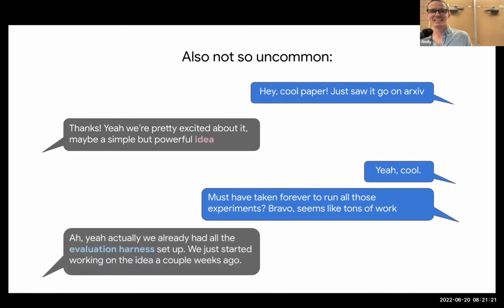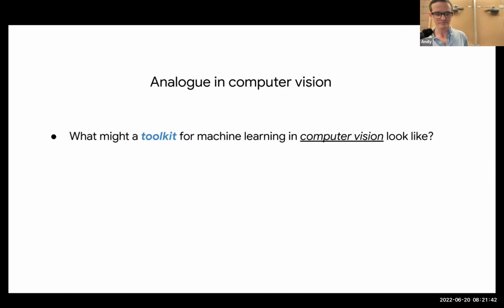But if you've never run into this type of comment before, I think it's very helpful to know that this exists. Sometimes when things look like a lot of work, they were actually very quick to iterate on because they had everything else set up. I feel like it's often said, oh, well, we already had all the evaluation harness set up. We just started working on the idea a couple weeks ago. So I think that highlights the importance of tools.